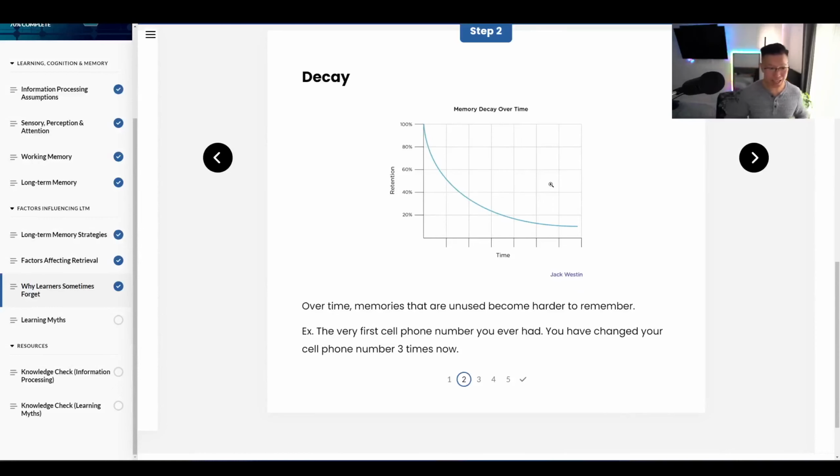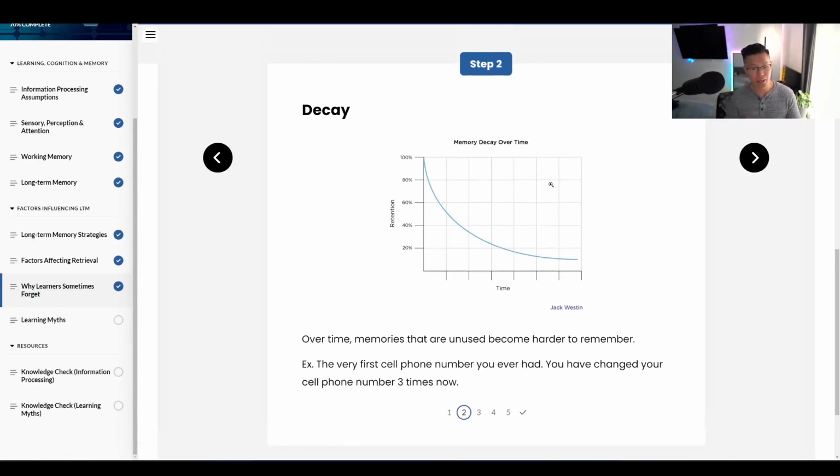An example of this is your very first phone number that you ever had. You might have changed your cell phone number two or three times now, and maybe you only remember the first three numbers of that old phone number, because you really haven't had to access that memory structure in a very long time.